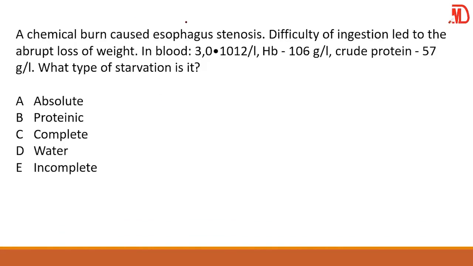A chemical burn causes esophageal stenosis. The esophagus is stenosed, that means it's narrow. Difficulty of swallowing led to abrupt loss of weight. Of course. The blood hemoglobin is 106, crude protein is 57 grams per liter. I'm seeing messages, I'll check them after this discussion. What type of starvation is it?